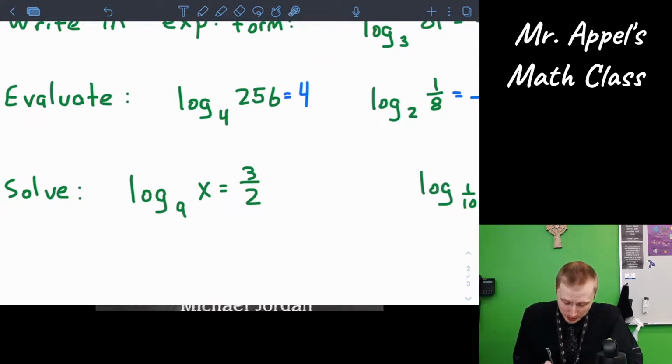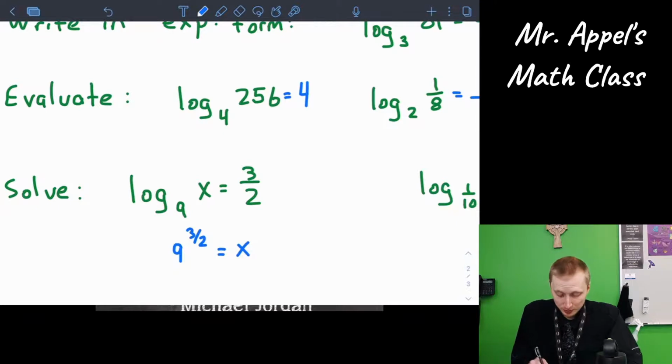Log base 9 of x equals 3/2. Well, log reveals the exponent. This is saying base 9 to the 3/2 equals x. So here all I had to do was rewrite it as an exponential equation, and now hey, we have an answer equal to x.